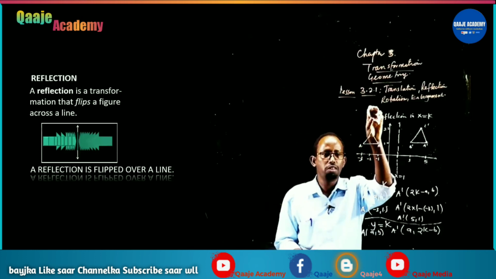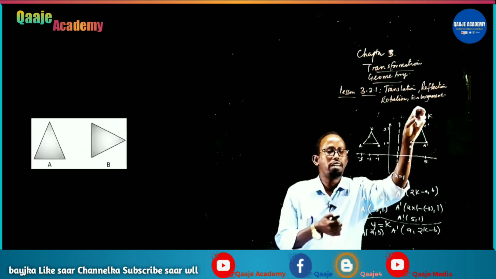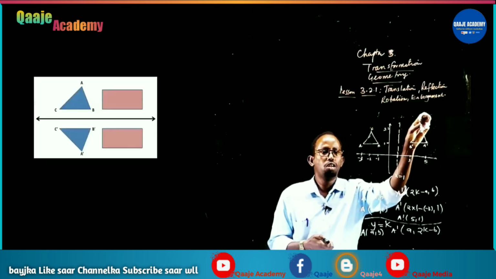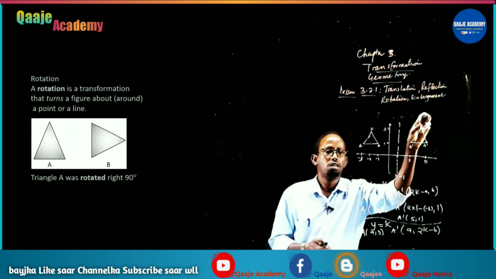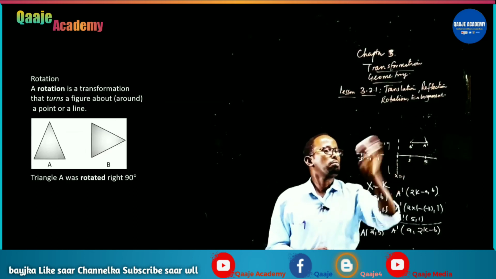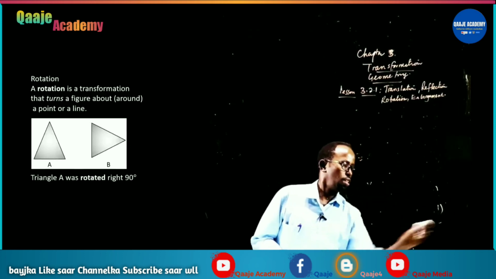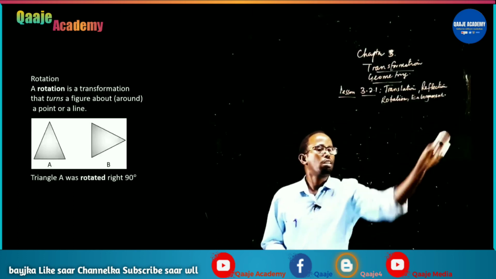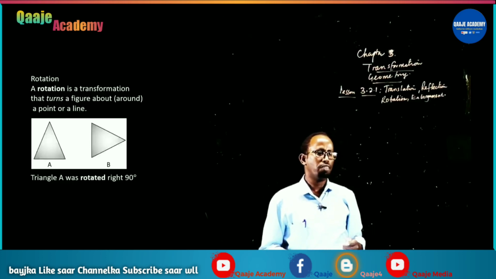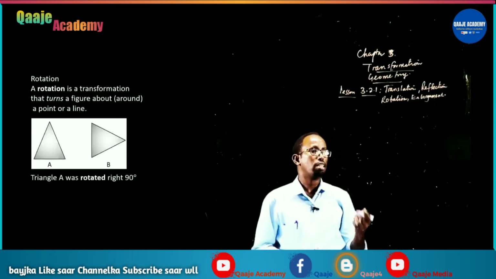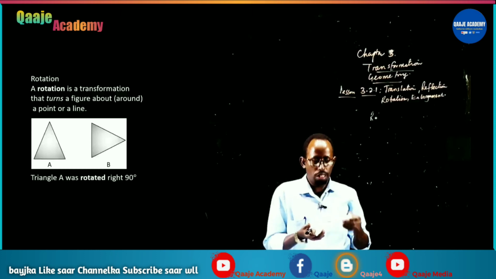The next one will be moving now to rotation. These are examples of reflection. So let's start now rotation. Rotation is a type of transformation that turns a figure about a point or a line. So in rotation, we consider 3 things.